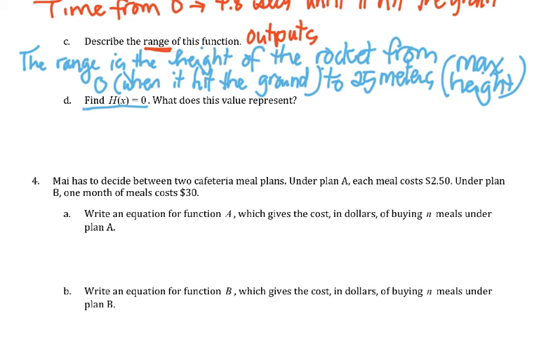All right, now, find h of x is equal to 0. So remember what I said. We know that x is the input. And do I have a number there for the input? No. So this is my question mark. So I need to find x when what? When my h is 0. So when h is 0, that's the height. The height is 0. So what is the time when my height is 0?